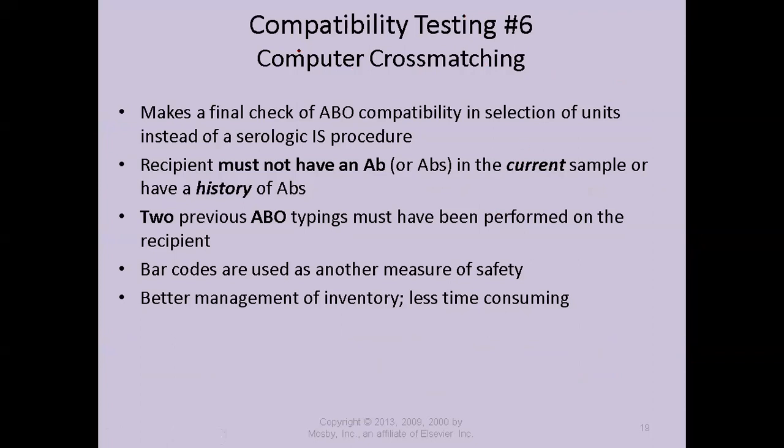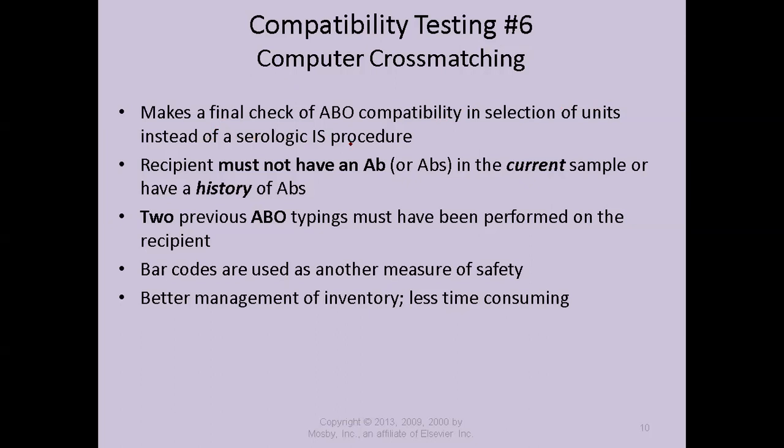Computer cross-matching is the newest one on the scene, and we learned it became important in the 90s. It took a little while to catch on, but basically the final check of ABO compatibility is done by a computer in selecting units instead of doing an immediate spin procedure.